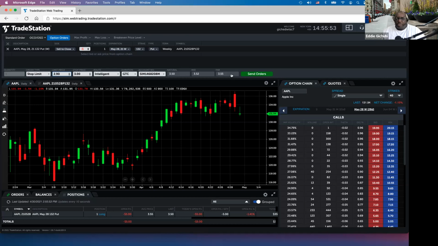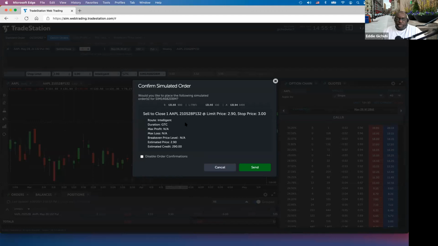I call this my risk management order. What I am saying here is that my estimated credit here is $290, based on the price of $2.90. We are selling to close. Why is it selling to close? Because to get into the position in the first place, we bought to open. So this is important.